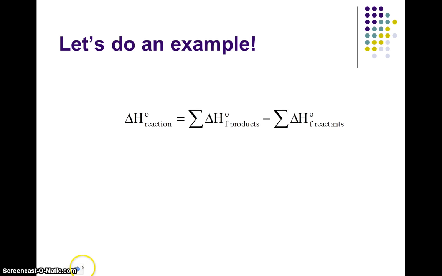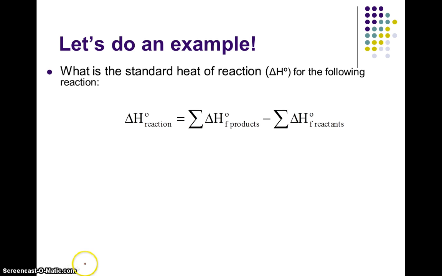So let's do an example. What we're going to do is focus on calculating the enthalpy change for the formation of carbon dioxide. So in that reaction, we put in oxygen gas and carbon monoxide to make carbon dioxide. So our delta H of the reaction is going to be the sum of our products minus the sum of our reactants. So what we want to do is go to page 975 in our textbook and find the numbers for each of these reactants.